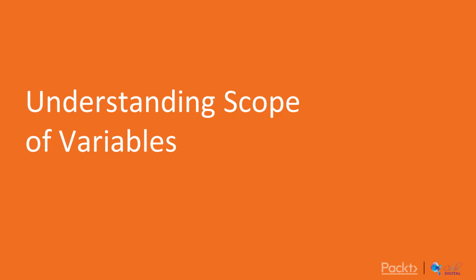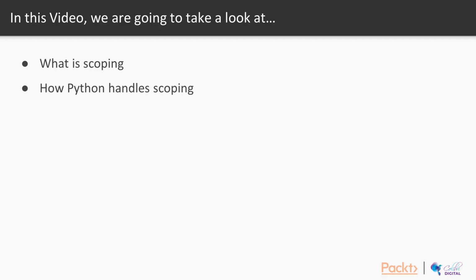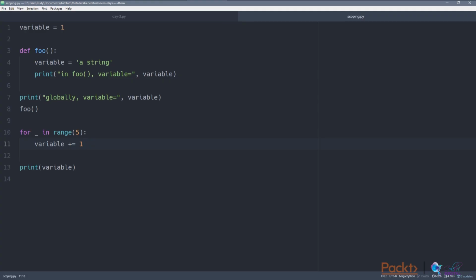In the last video, we changed up some of our calculator code to create some functions so that the structure and cadence of our program is easier to understand and more explicit. However, we found that this broke our calculator code, and to understand why it broke, we need to understand the scoping of variables. In this video, we're going to take a look at number 1, what is scoping? Number 2, how does Python handle scoping? Let's go in and take a look.